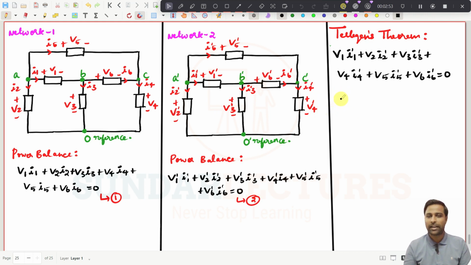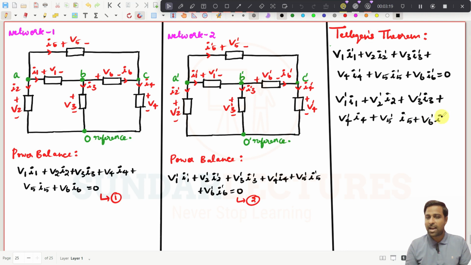And also you can write it like this. V1 dash, the voltage in the second network, and the current in the first network, plus V2 dash I2 plus V3 dash I3 plus V4 dash I4 plus V5 dash I5 plus V6 dash I6. That should also be 0.